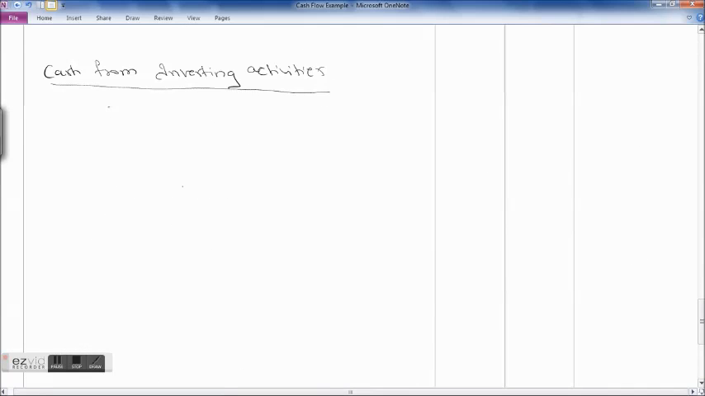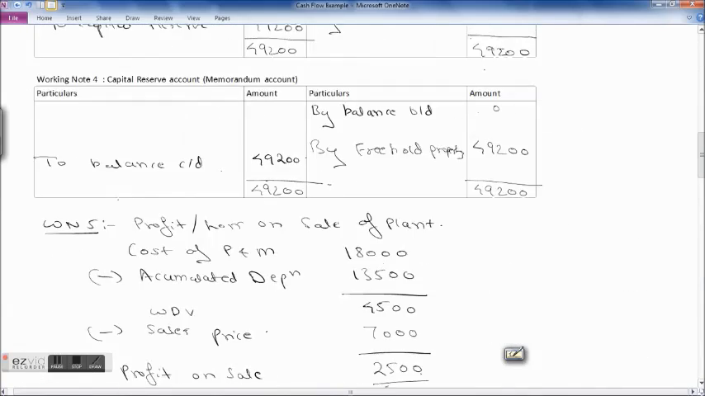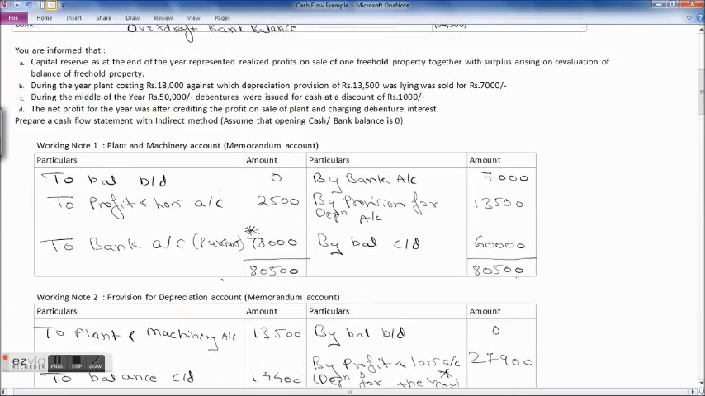So in investing activity, I'll put proceeds from sale of freehold property. We have received it, right? There is an inflow, so the amount will be positive. Inflow of cash.